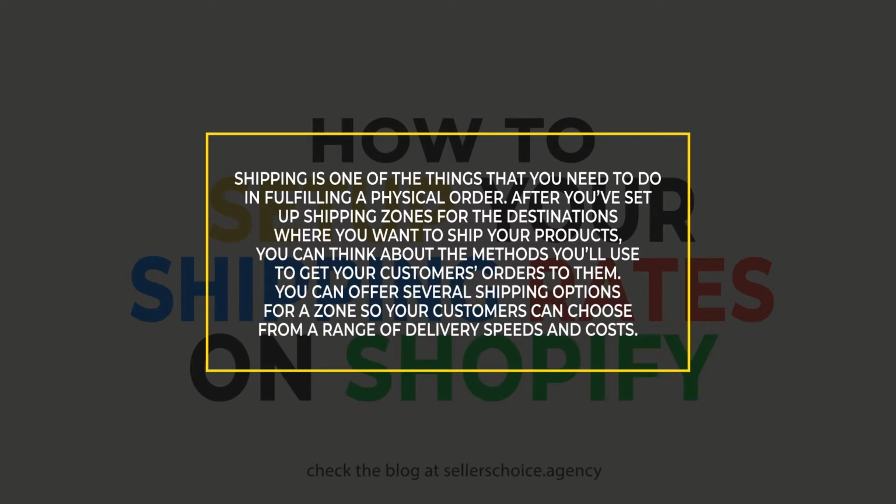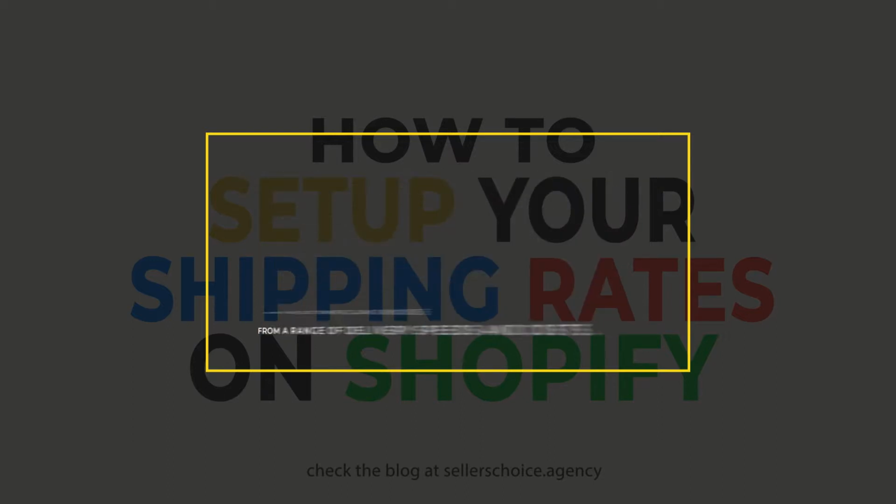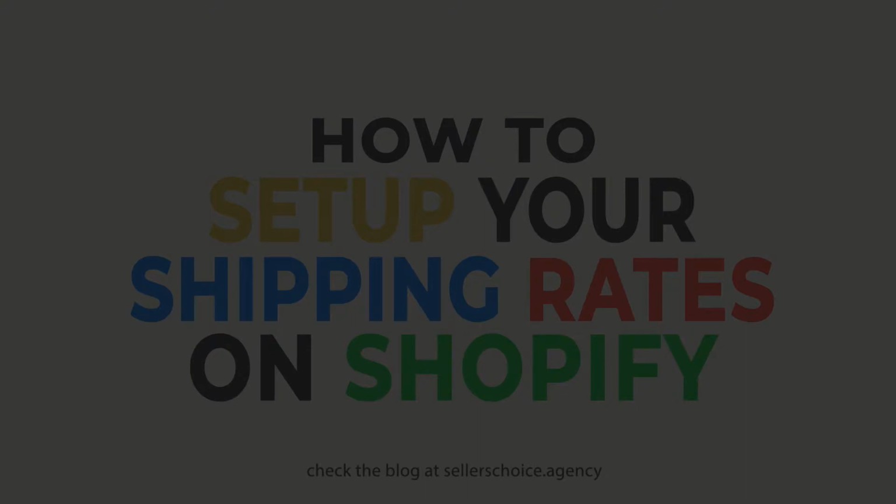After you've set up your shipping zones for the destinations where you want to ship your products, you can think about the methods you'll use to get your customers' orders to them. You can offer several shipping options for a zone so your customers can choose from a range of delivery speeds and costs. So let us walk you through how and where to set up those shipping rates.